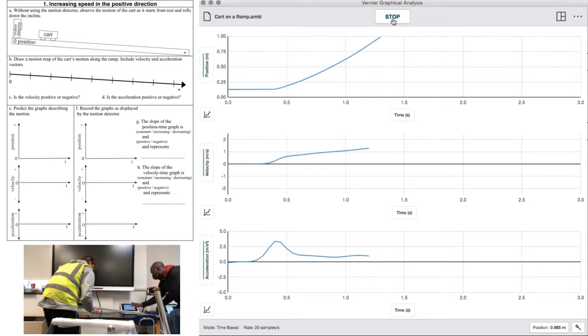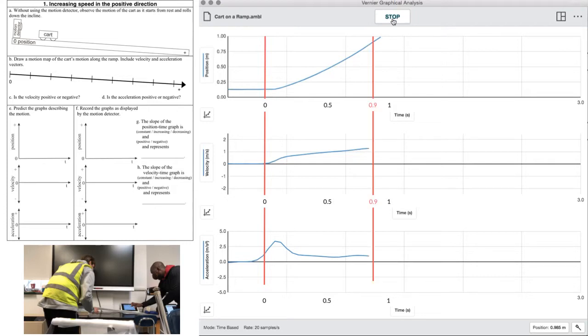So this motion sensor data didn't come out very well, but we can start by drawing our line right here, which represents the instant when we let go of the cart. So that's t equals 0. And it took a little bit under a second for the cart to reach the end of the ramp, so we'll say 0.9 seconds. That means that on our motion map over here, each dot is going to represent 0.3 seconds.